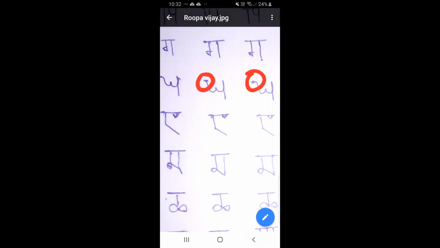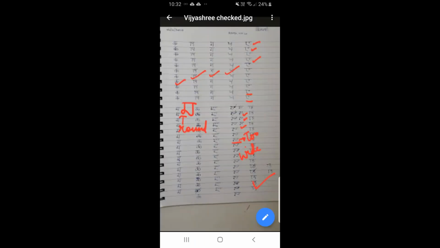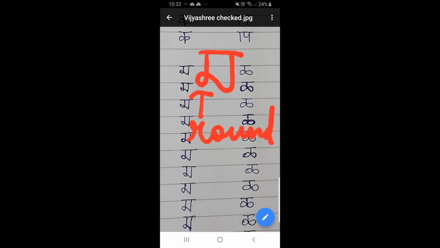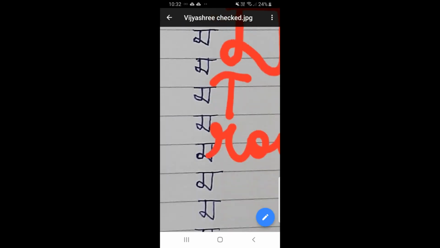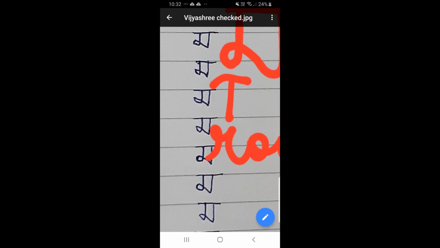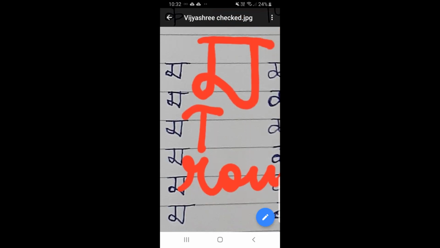This is one thing. And here in cha, in Vijaya Shriji's assignment, as you can see, the beginning of the cha is a round kind of shape, not a shape like this, a triangular or cornered shape. No, it's not like that. It's a round figure here in cha.